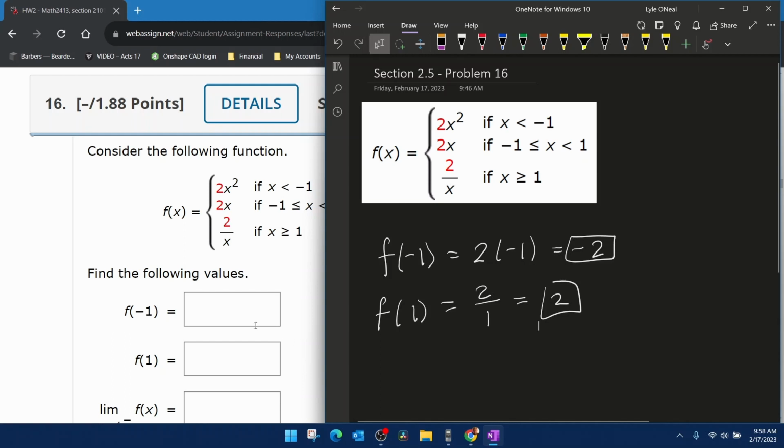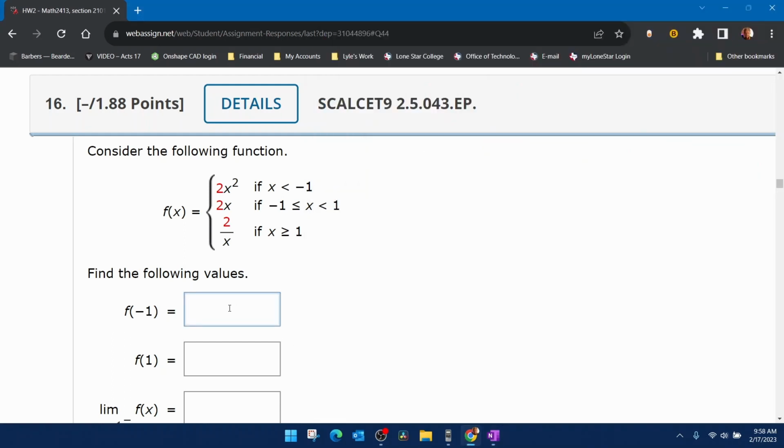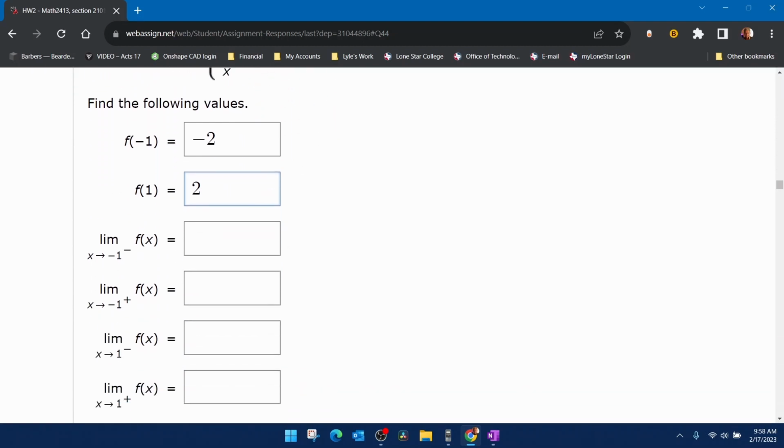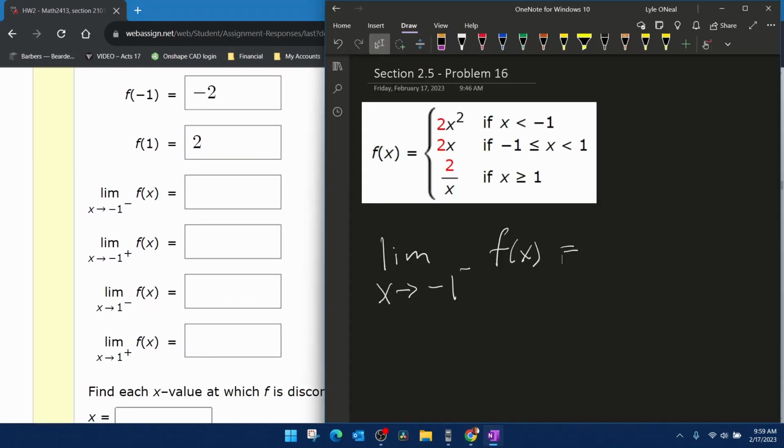And so now that we know our first two answers, let's go ahead and input those. -2 and 2. And then what we can do is scroll up and see what else they want us to calculate. So next they want us to calculate the limit as x approaches -1 from the left, meaning that we're coming in from numbers that are smaller than -1. And that indicates that we need to refer to the top piece of the piecewise function, because that corresponds to x's that are less than -1. That would be coming in from the left.